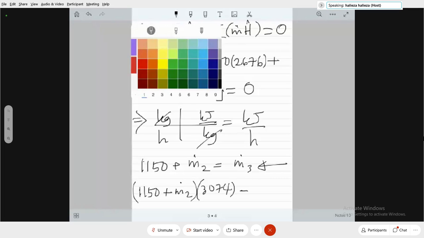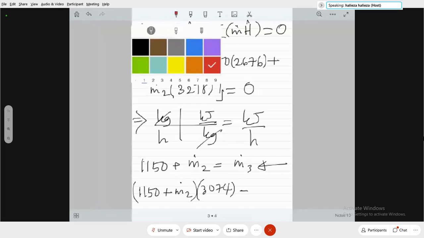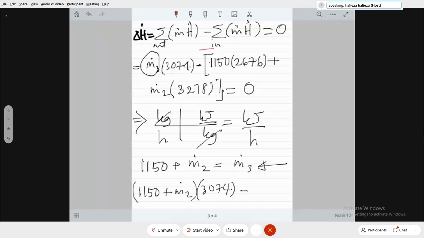Let me use a different marker. The whole thing over here. You substitute your M3 inside here, and then solve for what is left. The only thing that is left is M2, isn't it? Did I make a mistake? M3, is it M2 or is it M3? It should be M2, isn't it? Yes, everything is there in terms of M2. So solve for M2.